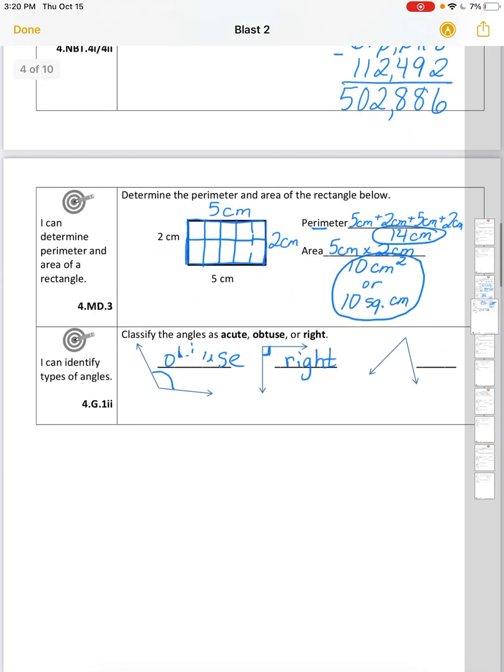Okay, and then next, our last angle over here is going to be an acute angle. It measures less than 90 degrees.